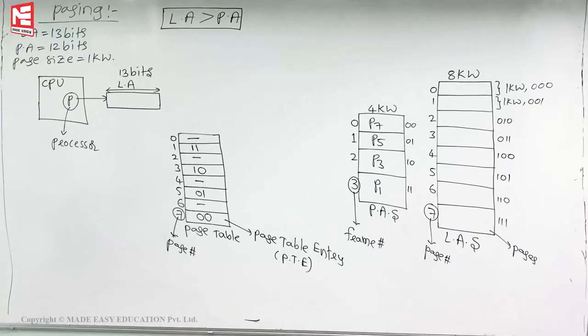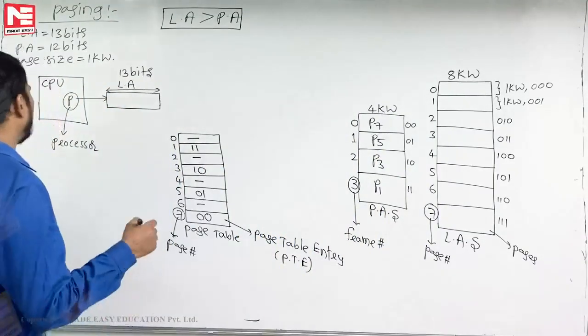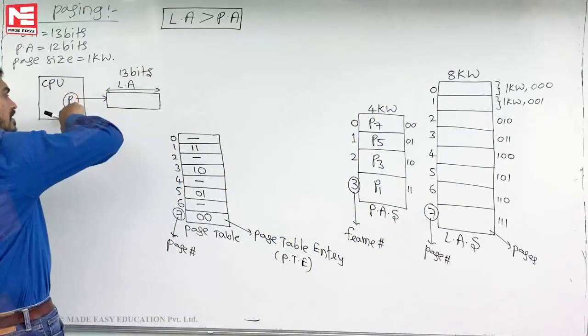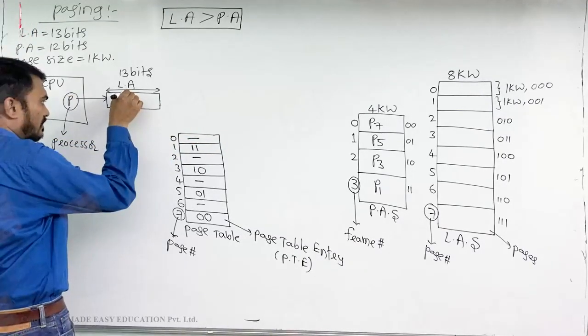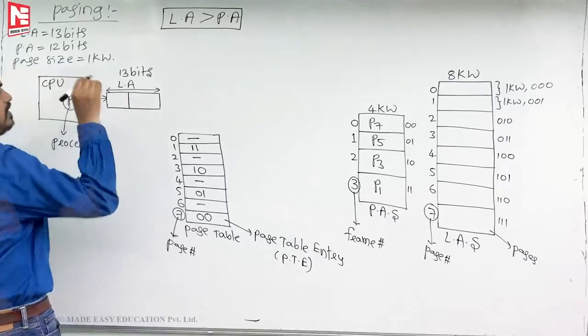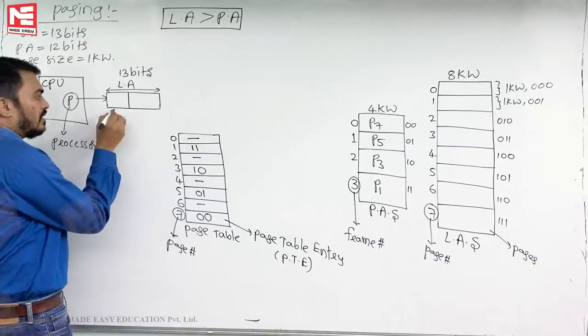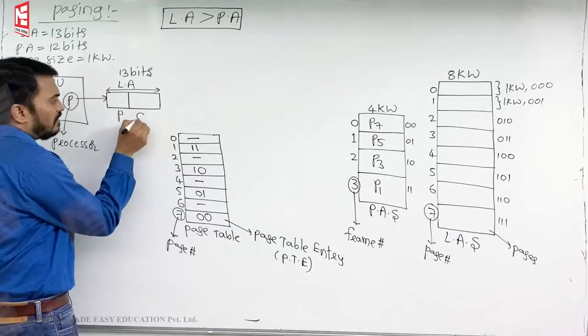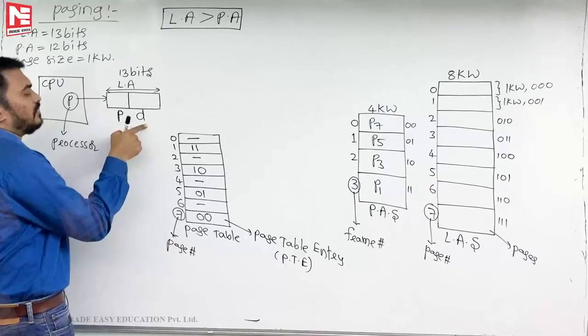Okay, so the answer is next. The CPU always generates a logical address. P means processor. Now understand here. You have a logical address, how many bits did we assume? 13 bits. The 13 bits of logical address are divided into two parts, that is P and D.